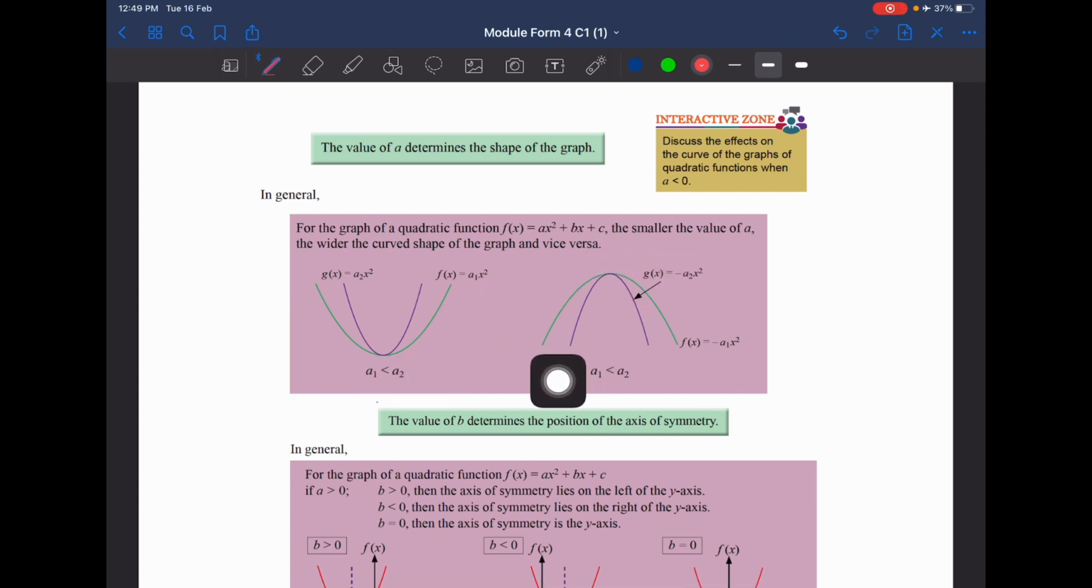Okay, kalau dia macam ni pula, this is kalau graf itu A kita negatif. Semakin tengok A1 less than A2. A1 adalah hijau, A2 adalah purple. Semakin besar yang purple tu, semakin kecil dia punya shape. Macam ni, ni for A negatif. Untuk A kita positif, semakin kecil, semakin lebar, semakin besar, semakin kuncup dia punya shape.